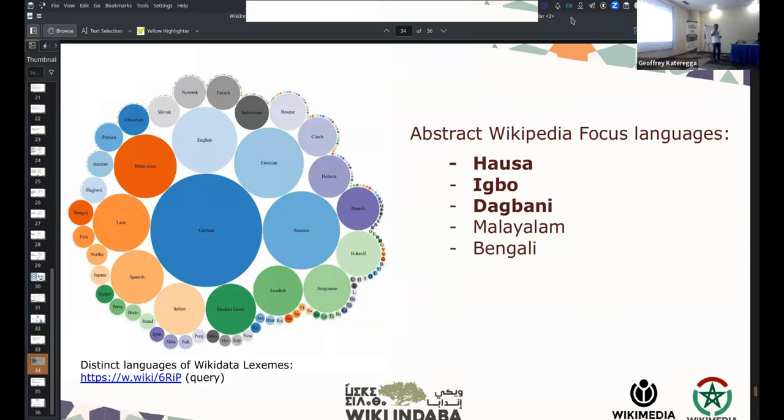For example, Dagbani has over 11,000 Lexemes on Wikidata. The next language that comes close is Fula, which has about 8,000 Lexemes. And there's Igbo that has about 3,000 Lexemes. Then there's Hausa that has about 1,600 Lexemes. And it just keeps going down that trajectory, which is not really good. So please, this is an opportunity for you to represent your languages and bring them to life on Wikidata.